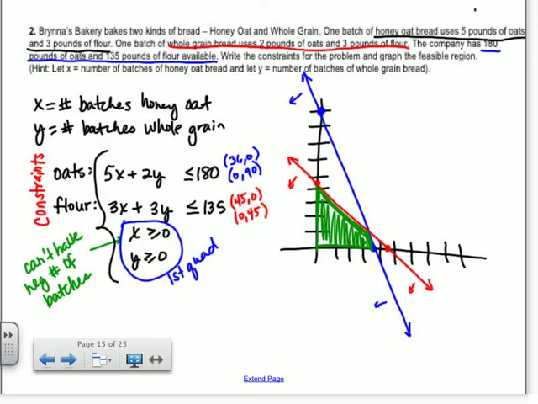So basically any point in that feasible region, like if I said 20, 10. So 20, 10 is right there in the feasible region. You would have enough oats and enough flour available to make that number of bread. So 10 was y, so 10 whole grain and 20 honey oat batches. This makes sense, so any point in there will work.